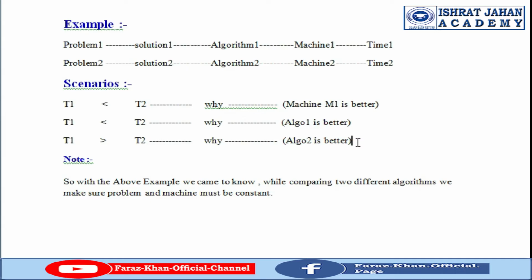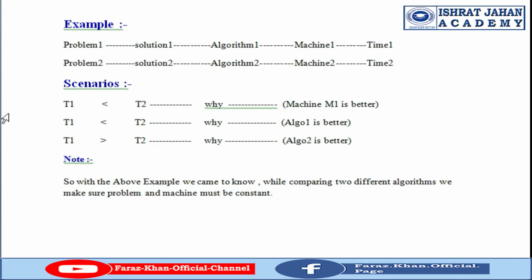So what does that mean? It means we can have three possibilities. Listen carefully. Time 1 should be less than time 2 because of machine. Time 1 should be less than time 2 because algorithm 1 is better. And time 1 should be greater than time 2 because algo 2 is better.